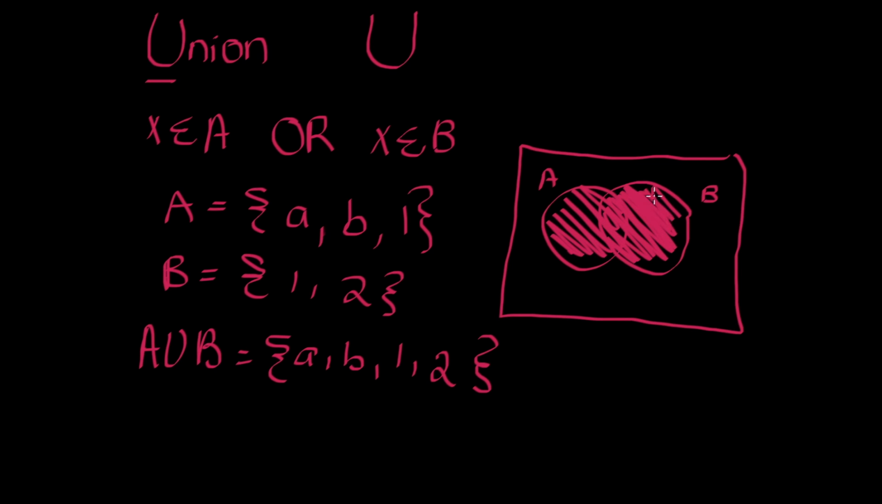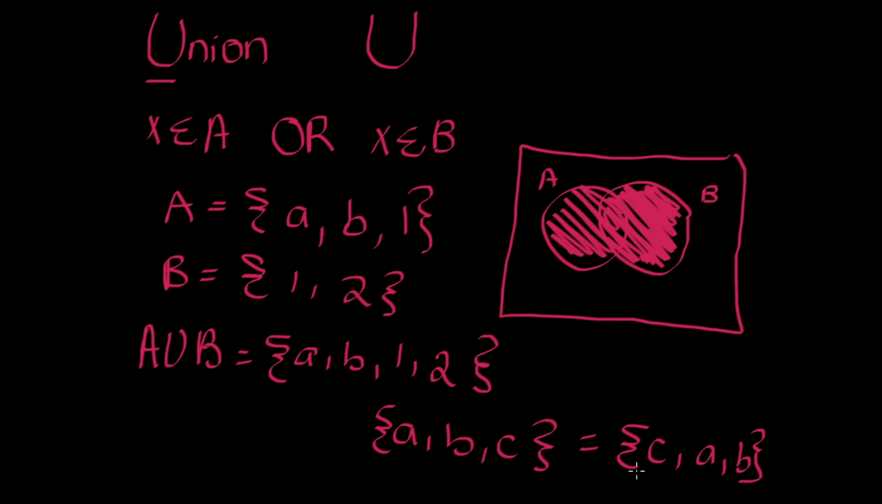Now, I forgot to mention something about sets. Sets never have duplicates, so that's why we're not going to write 1 two times. And sets are the same no matter what order. So set a, b, c is the same set as c, a, b. So it doesn't matter the order. You can't have the same elements three times. Just a little side note there.